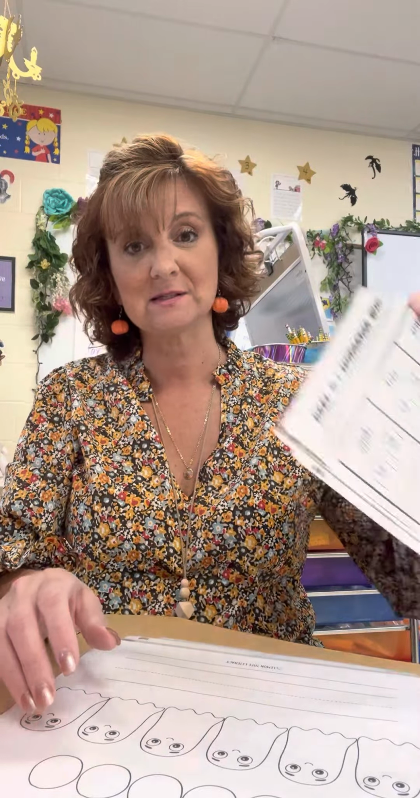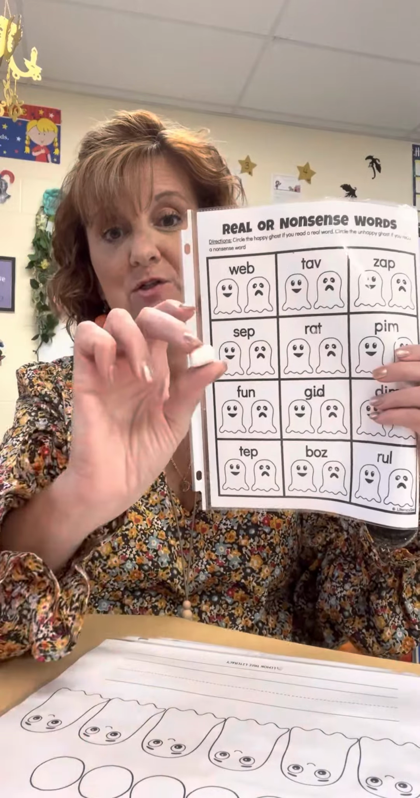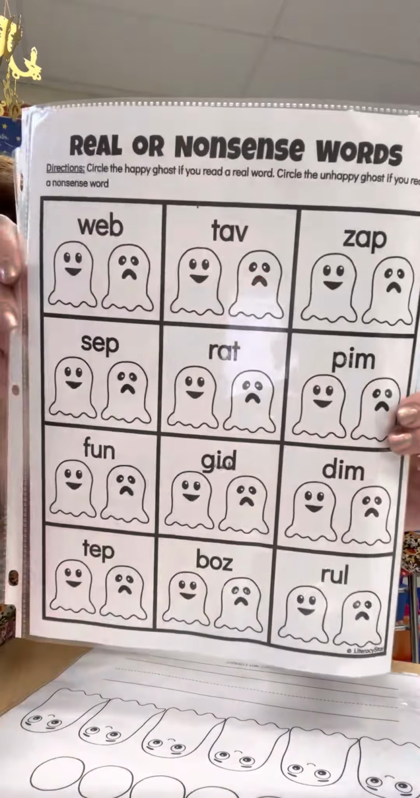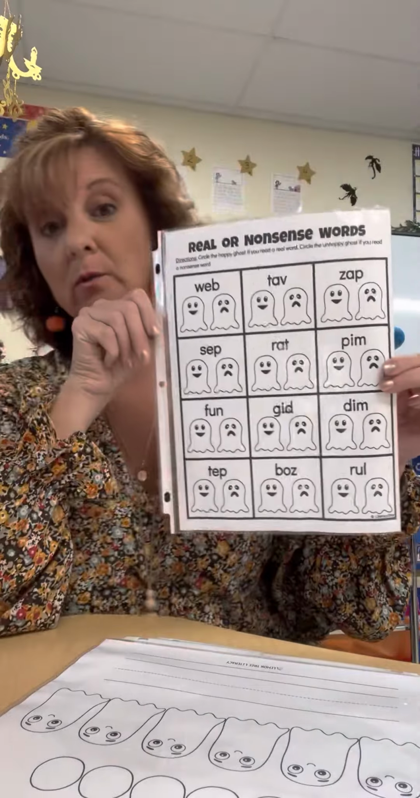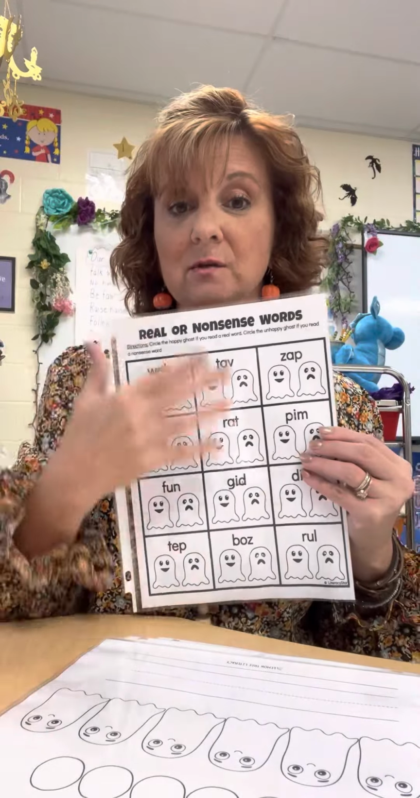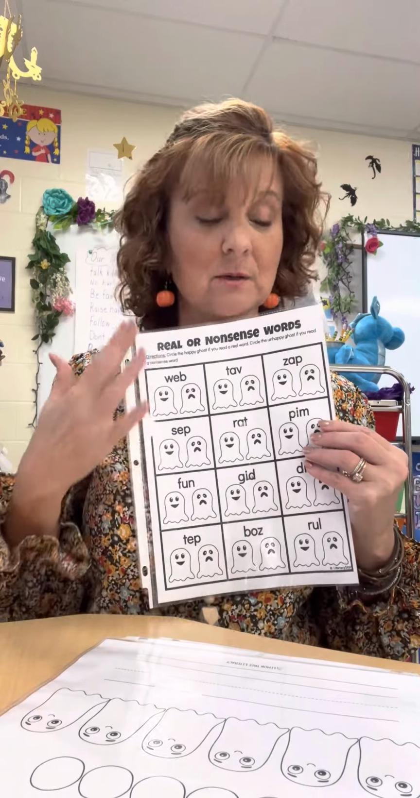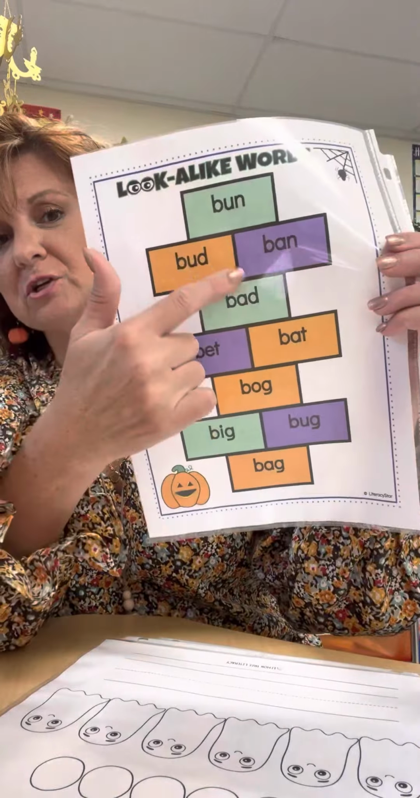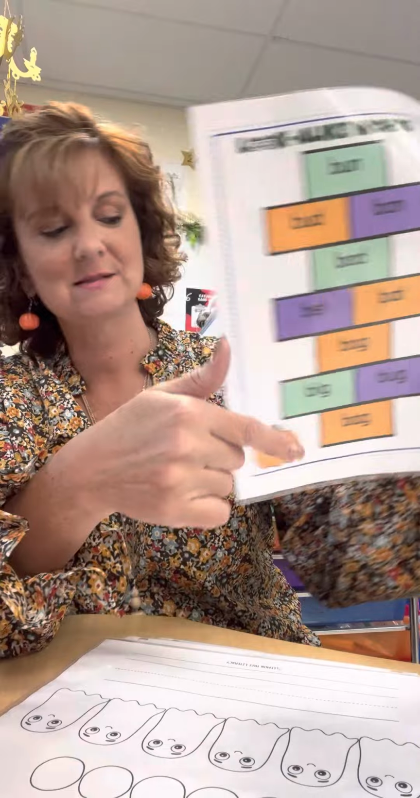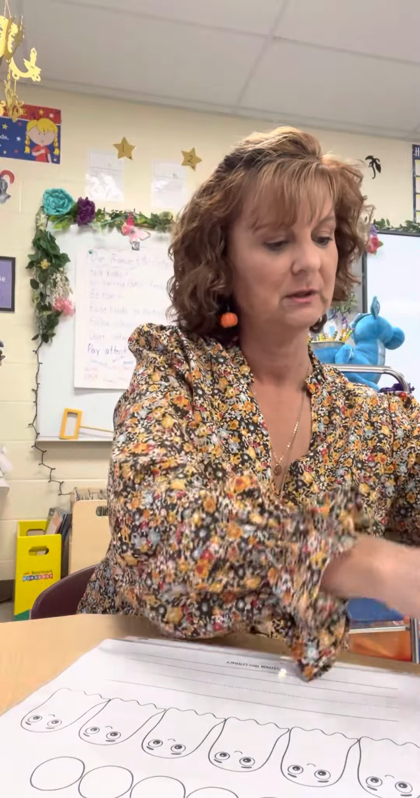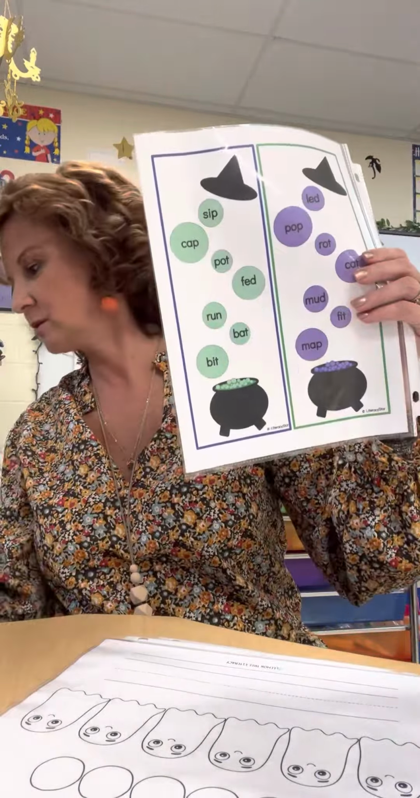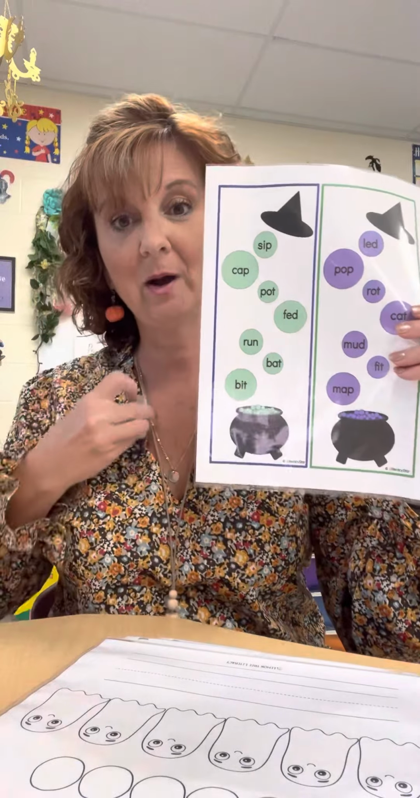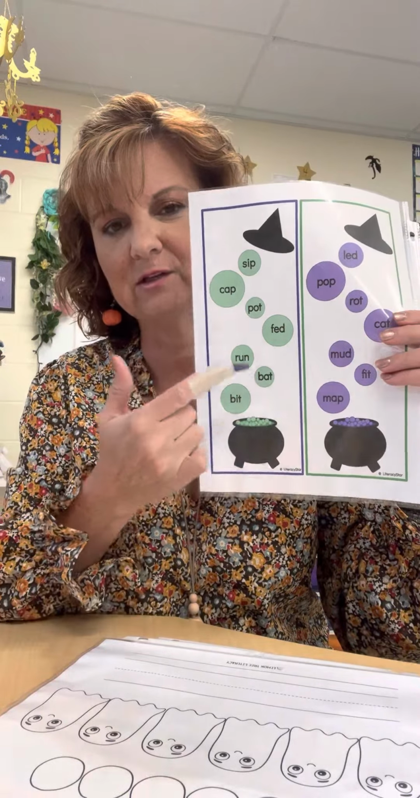Then I always print out some seasonal games. This one we can use the same marshmallows, but they would put a little marshmallow on each of the real words versus the nonsense words. So that's, again, practicing those nonsense words because those are super tricky. So we do some word chaining. Here's an example of word chaining where you're just changing one letter, just practicing. That's in October too. And then this one is super cute because they're going to use their little witch's fingers and they're going to pop the bubble and read each word. So that's a lot of fun.